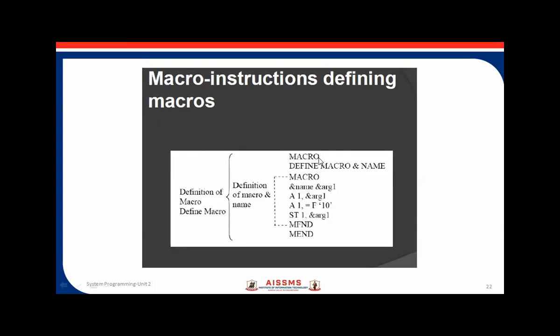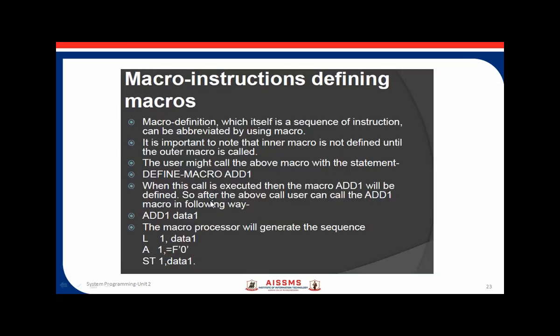example, you have this macro and another macro. When this call is executed, then the macro add 1 will be defined. After the above call, the user can call the add 1 macro in the following way. First, the outer macro add s was our outer macro that has to be called. Then add 1 gets defined, and then in the next expansion level, this add 1 macro is executed.